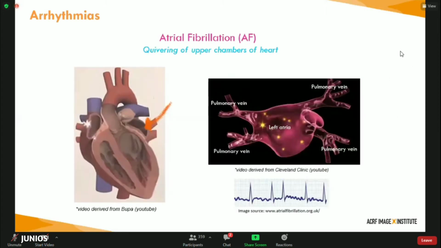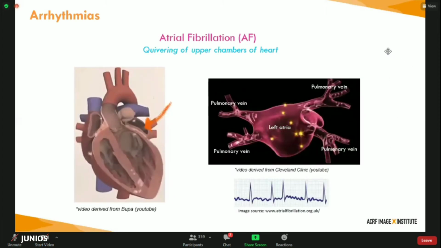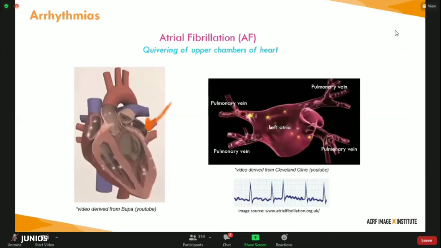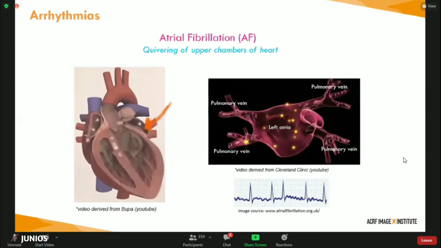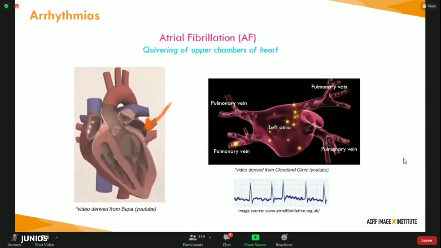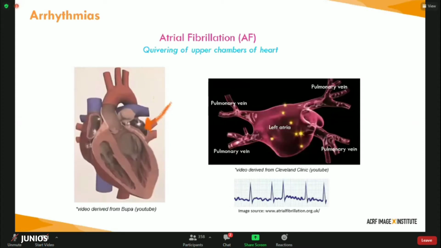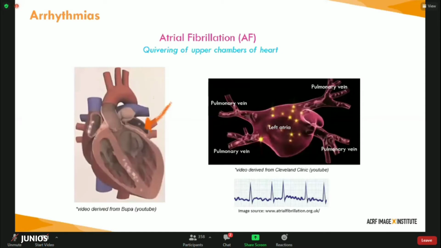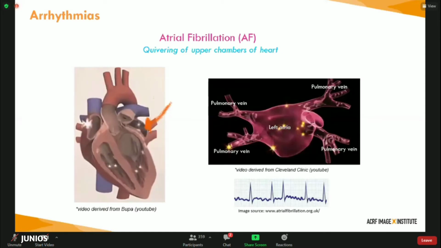Atrial fibrillation, or AF, is where the upper chambers of the heart quiver and is the most common sustained cardiac arrhythmia and increases your chance of stroke by 500%. AF is most commonly caused by unwanted electrical signals travelling from the pulmonary veins into the left atria and disrupting the natural cardiac electrical signal.